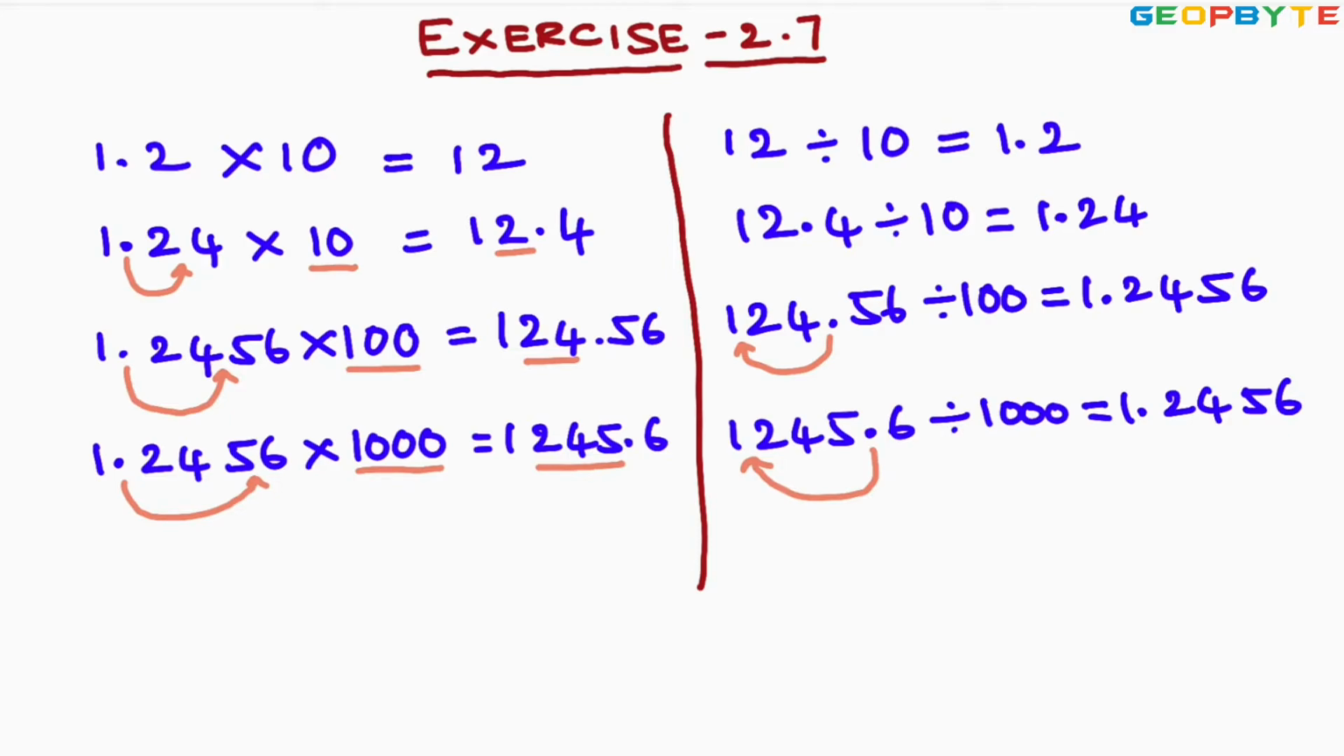From these examples, we can clearly observe that whenever we are multiplying any number by 10, the decimal point is shifted towards right by one place. If we are multiplying with 100, it is shifted towards right by two places. If we are multiplying with 1000, it is shifted towards right by three places. Similarly, if we divide any decimal number with 10, the decimal point is shifted towards left by one place. If we are dividing with 100, it is shifted towards left by two places. And whenever we are dividing a decimal number with 1000, it is shifted towards left by three places. Now, based on these, let us solve question number 2, 3, and 4.